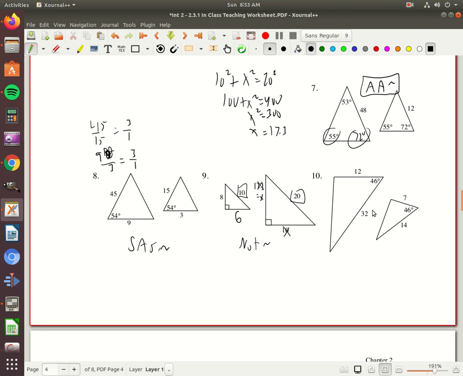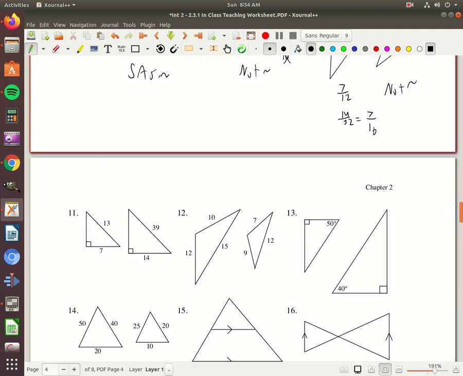All right, if we go here, again, same thing. I have the same angles, but I don't know if those ratios are the same. So is 7 over 12, right? Is 7 over 12 the same as 14 over 32? Well, if I simplify this, 2 goes into 14 7 times, 2 goes into 32 16 times. These are not the same. So I'm going to say not similar.